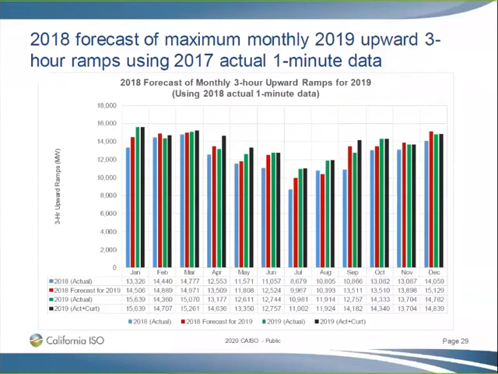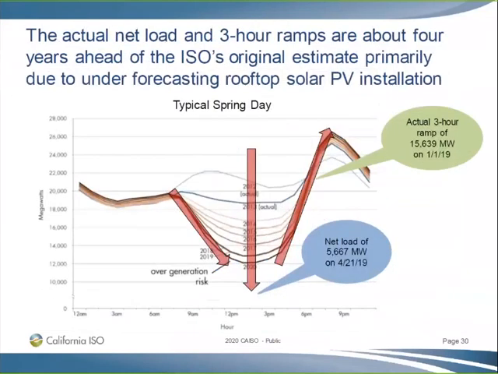Okay, so Isabel, could you move on to 30? So 30 here shows you what we actually experience, and this here shows you the maximum three-hour ramp we saw last year. It was 15,639. That happened on January 1st, and then net load. Net load is 56. We saw that in April last year, and that's pretty low.